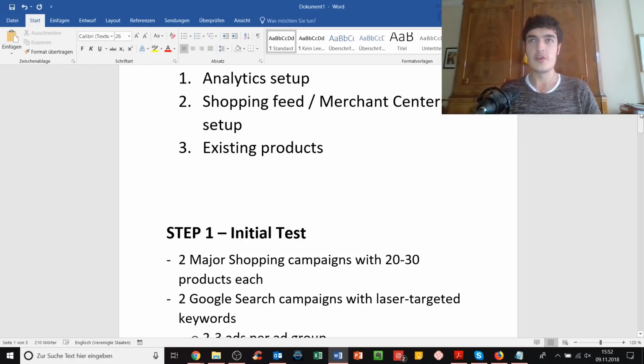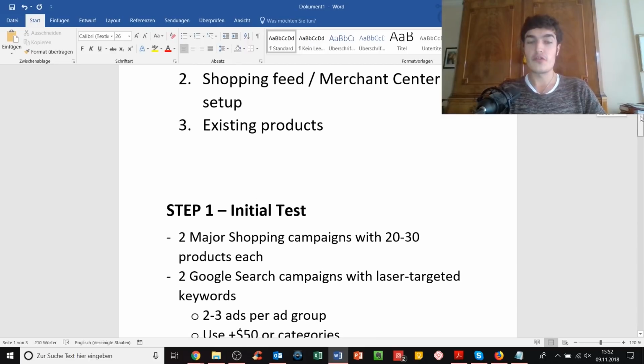So I was not doing random broad match stuff to get more traffic, that only comes later. I was starting with really laser focused keywords around these products. I was using a lot of broad match modifiers and also a little bit of phrase match. And you should use 2 to 3 ads per ad group when you start a search ad.